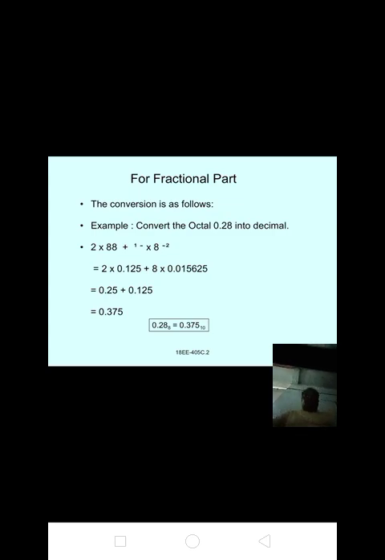0.28 base 8 equal to 0.375 base 10. Okay, write clearly. No messy work is allowed. Okay.